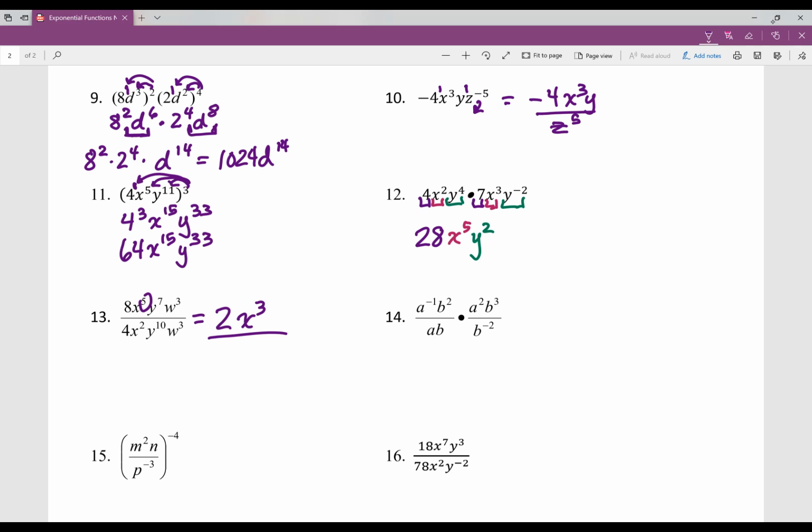On the y's, there are more y's on the bottom. So I'm going to subtract this way instead. I'm going to say 10 minus 7, and I'm going to put them on the bottom because that's where there are more of them. And 10 minus 7 is 3.